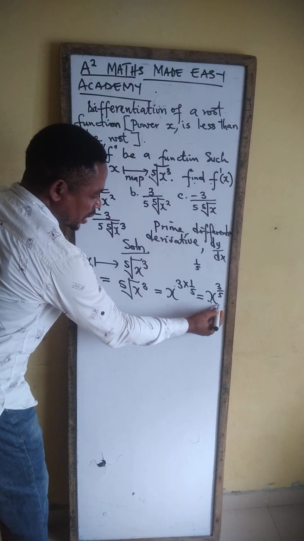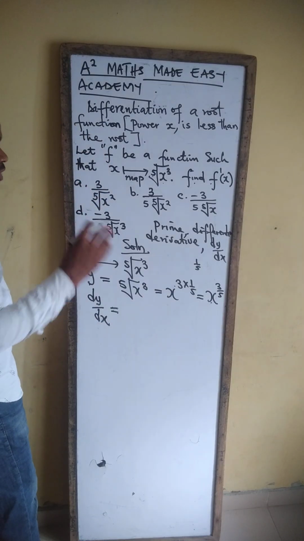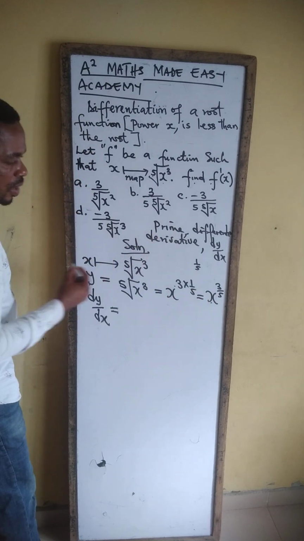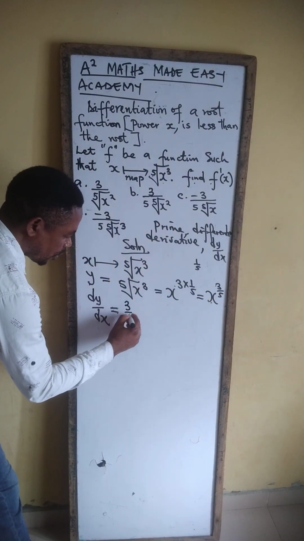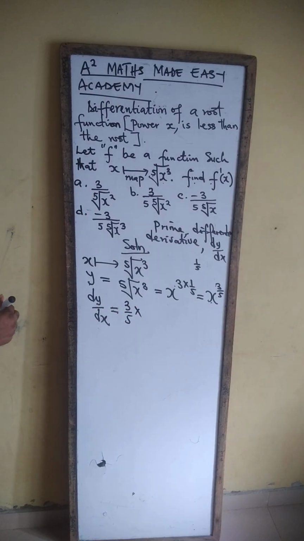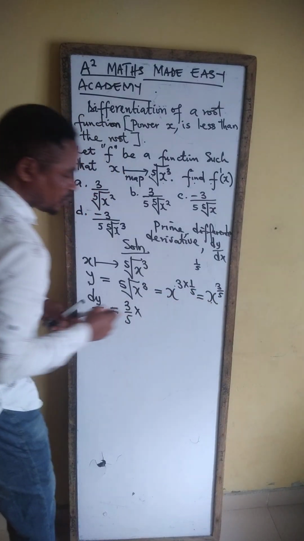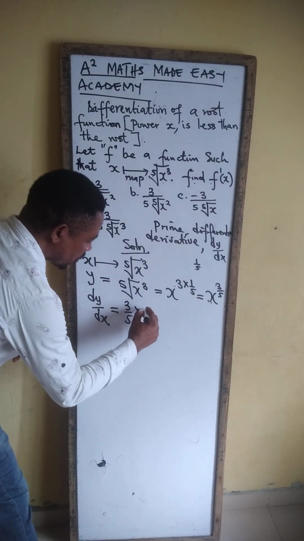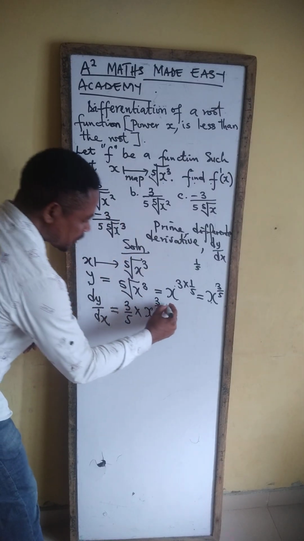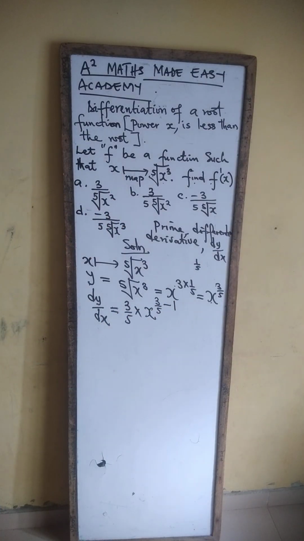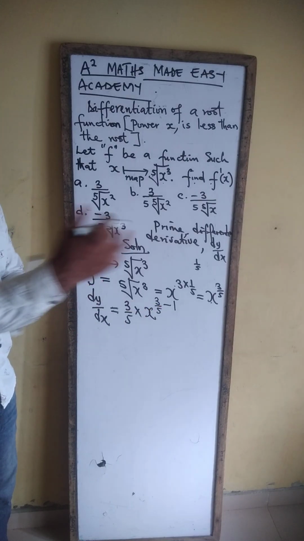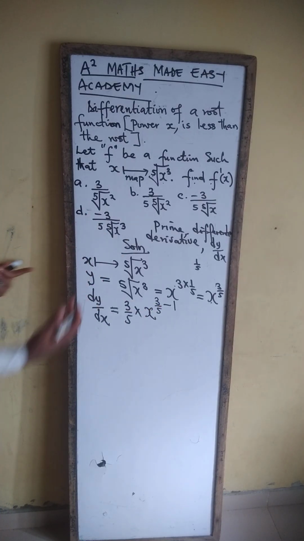Now how do we differentiate this particular problem? Listen, it is very simple. The first thing you are going to do is to write down the power. Here the power is 3 over 5. I will put it down, then I will multiply it. The next thing is to write down exactly the question the way it is here. So it becomes x raised to the same power of 3 over 5. Then lastly, introduce minus 1 to the power. The essence of introducing minus 1 to the power is because differentiation is reduction.